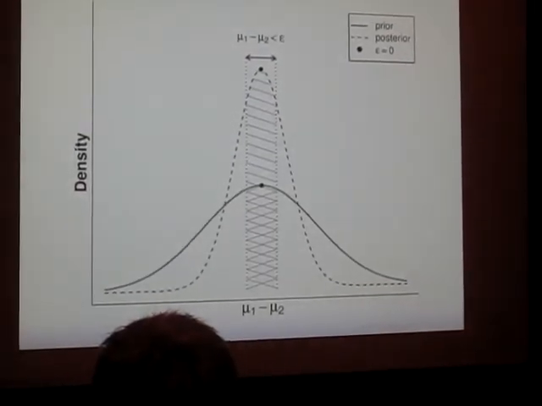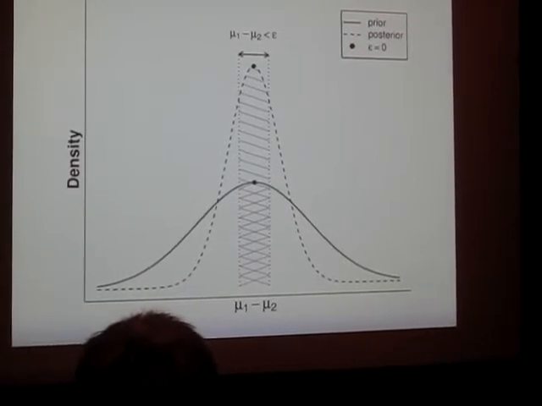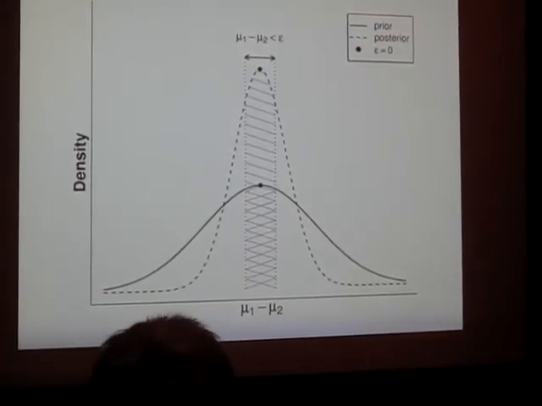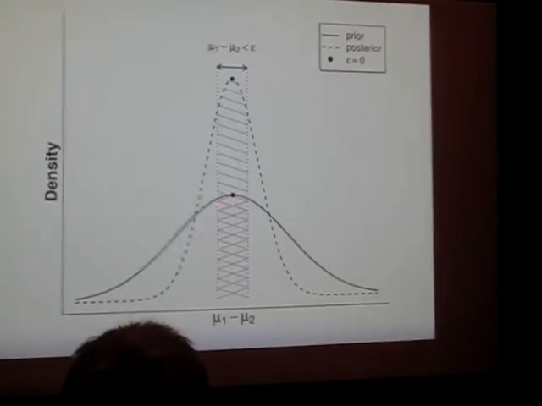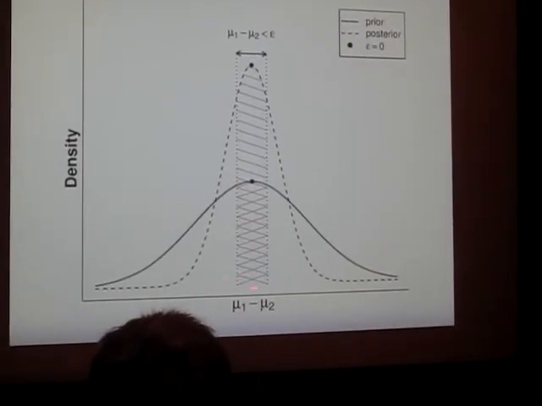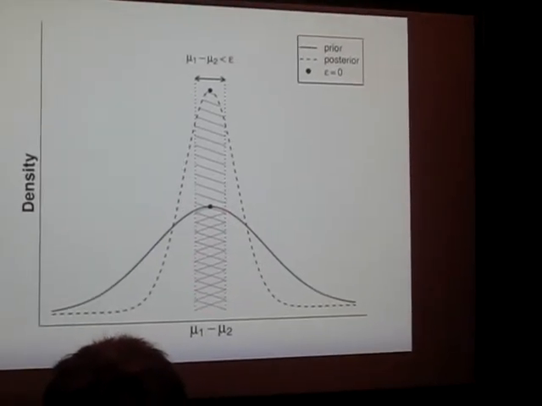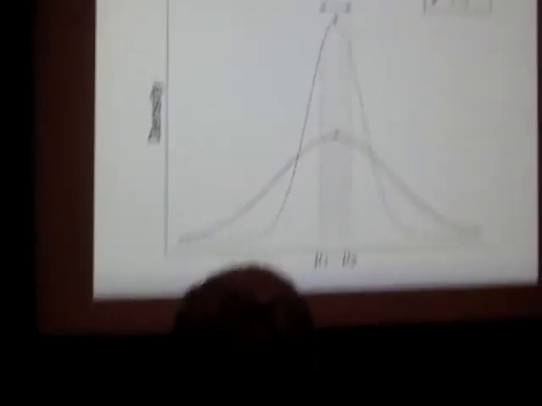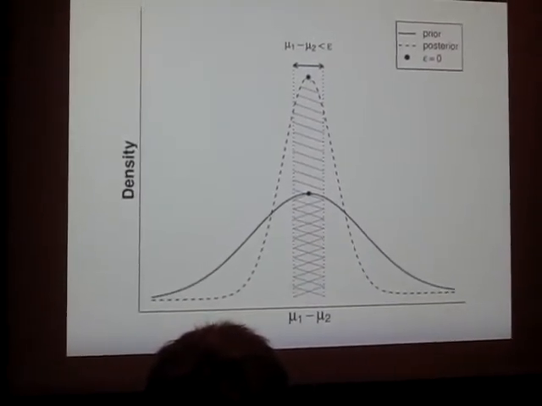So it looks like this. When we have an about equality constraint and we use the encompassing prior approach, we compare the area under the prior distribution, that's the solid line, to the area under the posterior distribution. And now the question is, what happens if epsilon goes to 0?